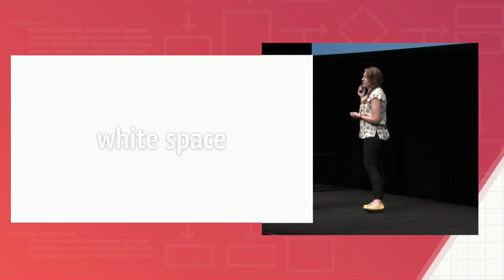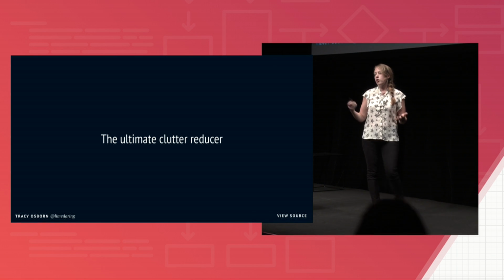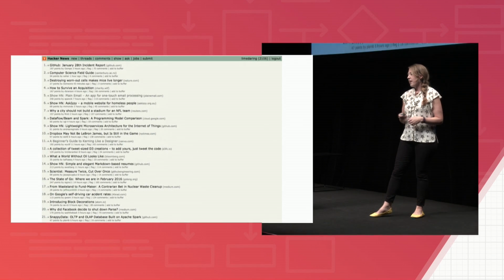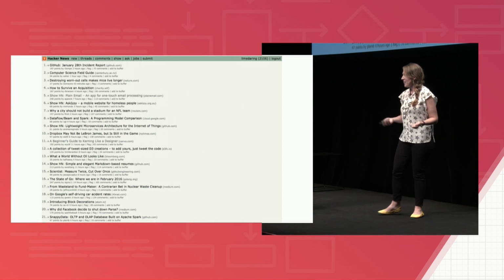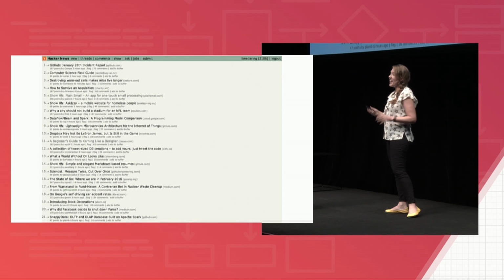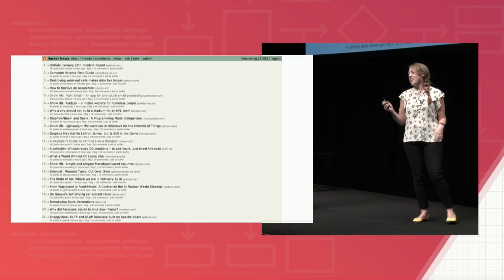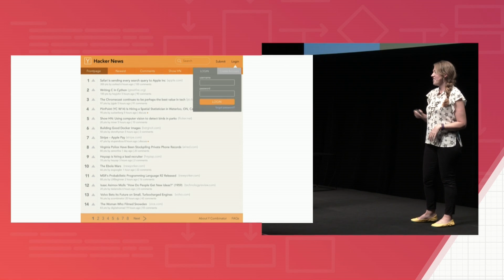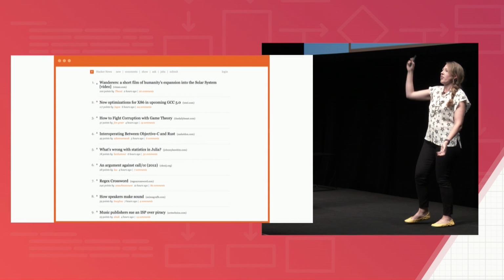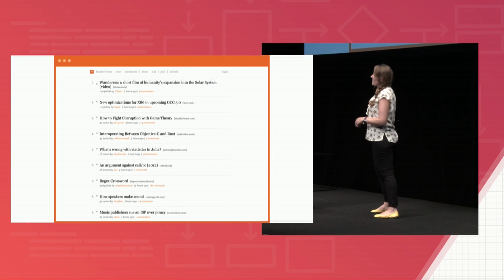Last but not least, white space. White space is the ultimate clutter reducer. I always laugh because I go onto Hacker News pretty much daily, and every six months or so, someone comes along and says, hey guys, I created a new design for Hacker News. I redesigned Hacker News. And every single time, these designs immediately open it up. They add more white space. They make things a little bit less cluttery. It's now a game with me whenever I see that. I'm like, white space, white space.